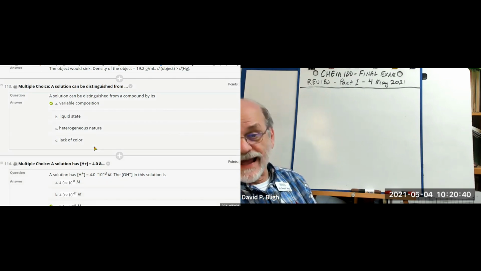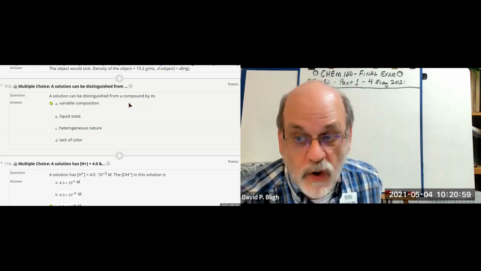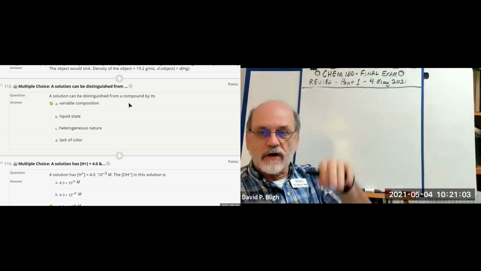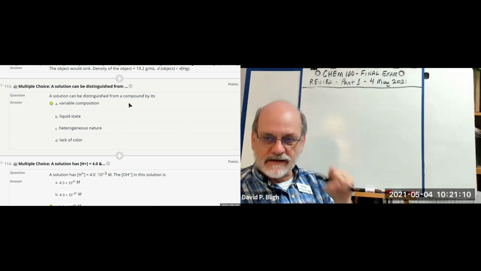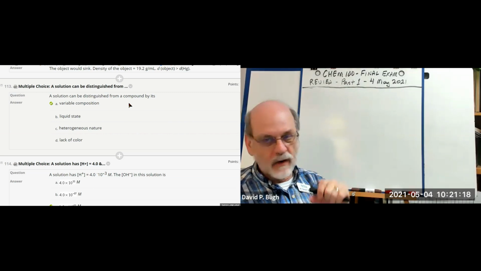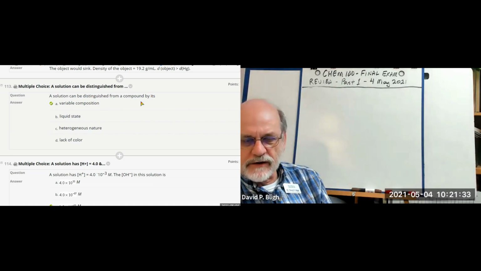Well, let's look. Let's find the best answer. Color has nothing to do with it. You can have colored solutions, but you can have colored compounds. Heterogeneous nature of a solution? The compound and the solution are both homogeneous in their own way. A solution is homogeneous because the mixture of solute and solvent is always constant. A compound is homogeneous in that it has exactly the same mass ratio of every element in the compound. No matter what its source, it's always the same. That's the law of definite proportions. So a solution can be distinguished from a compound by its variable composition.